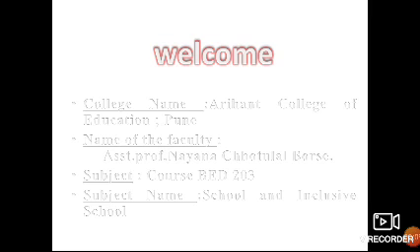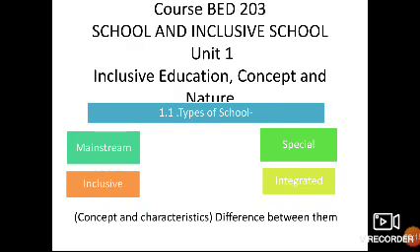Today we are going to see the course BA 203. The name of the course is School and Inclusive School. In that, the first point is inclusive education, concepts and its nature. So there is 1.1, types of school.